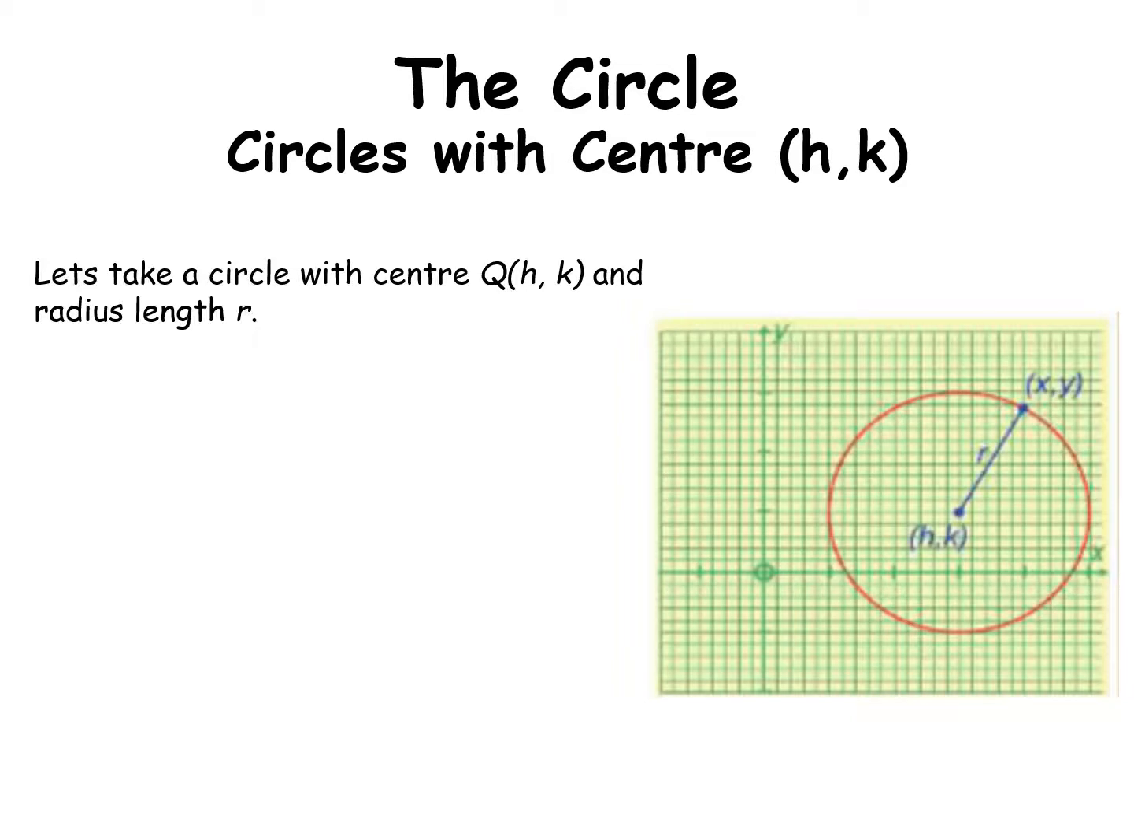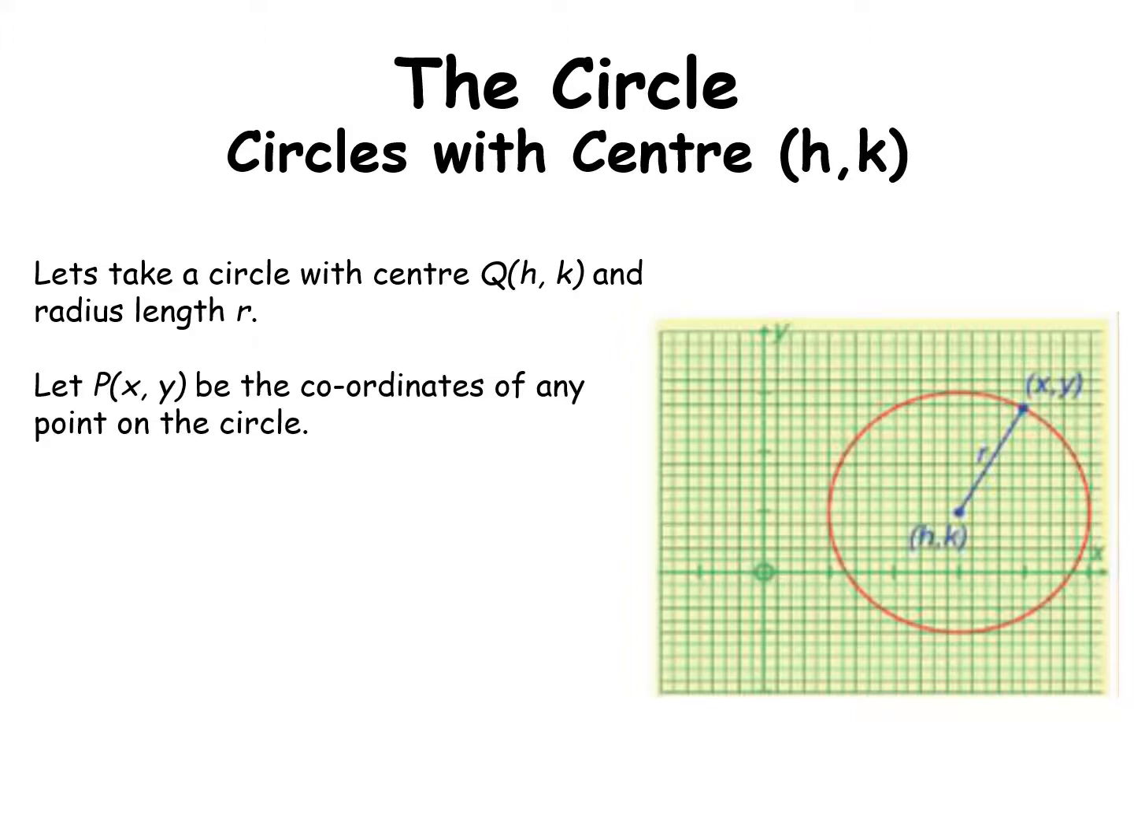So next we're going to do a little bit of work with circles that don't have a center 0, 0 and instead have the center (h, k). Like we did on Thursday with the circles with center 0, 0, we're going to work out the radius, r, of a circle with center (h, k) that contains the point (x, y). So let's take a circle with center Q, which is (h, k), so you can see on the diagram, and radius length r. Let P, (x, y), be the coordinates of any point on the circle.